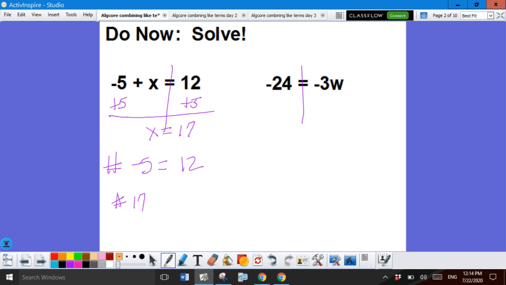Okay, now what about this one? -3 times W equals -24. So what number times 3 gives me -24? -3 times 8. Good job. So I know W has to equal 8. And what I'm really doing here to figure that out is I'm dividing by -3. So as we move forward, we're going to see a lot of the inverse operations showing up.